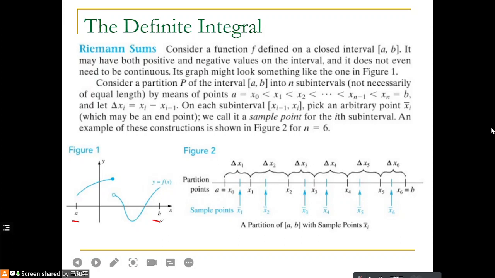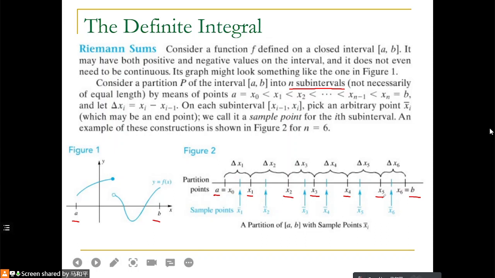Now consider a partition P of the interval [a, b] into n subintervals, not necessarily of equal length. Before, we always had equal length, but here it is not necessarily so. By means of points a = x0, x1, x2, x3, x4, x5, up to x_{n-1}, and x_n = b.